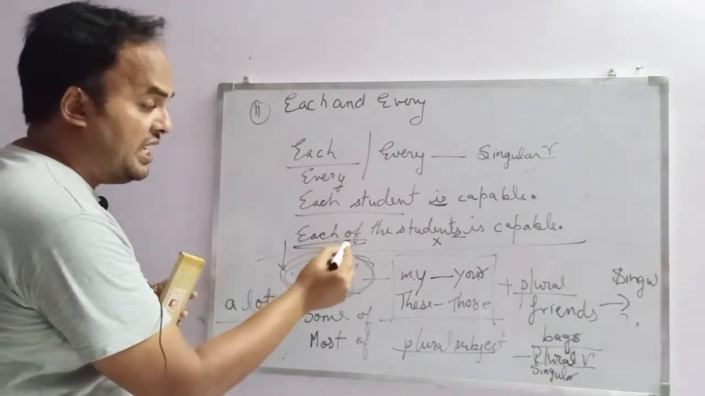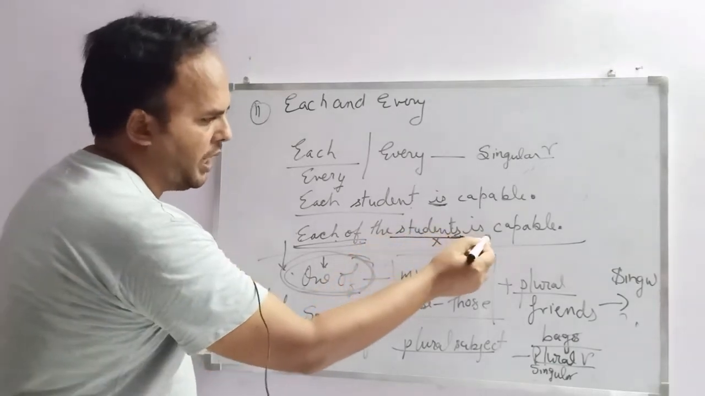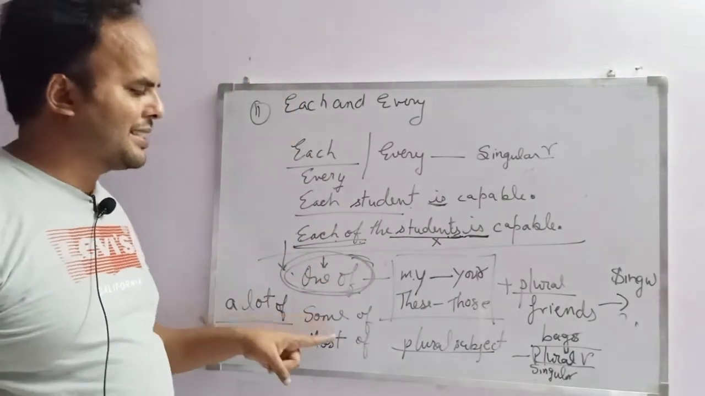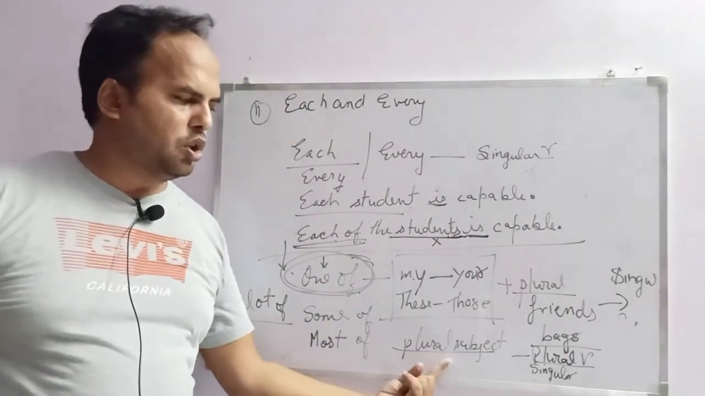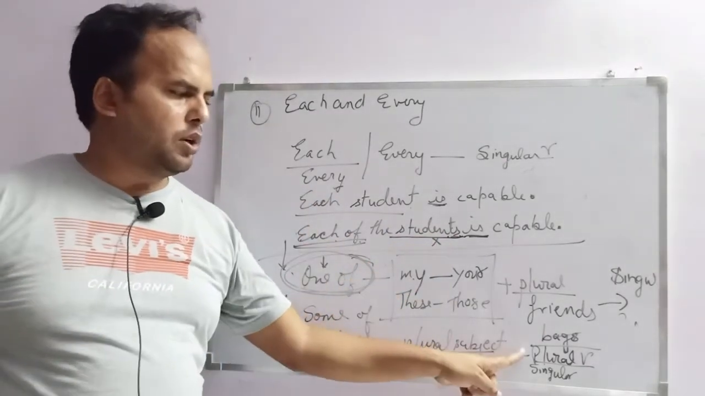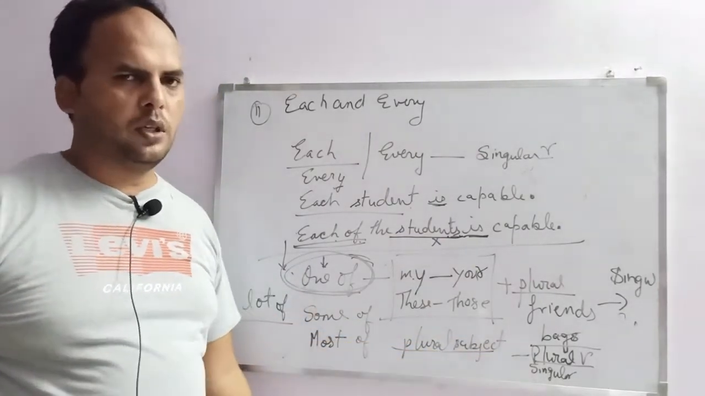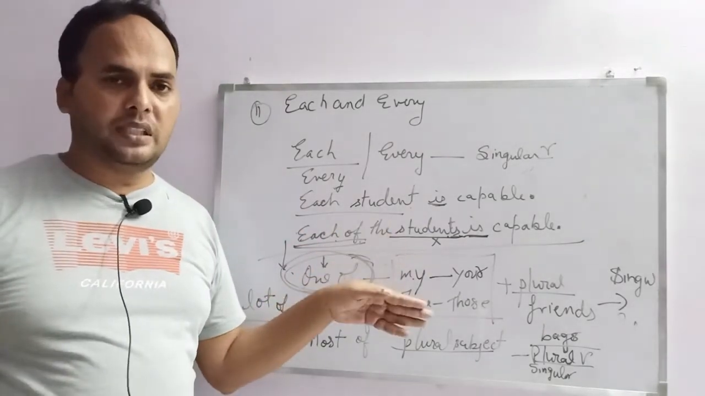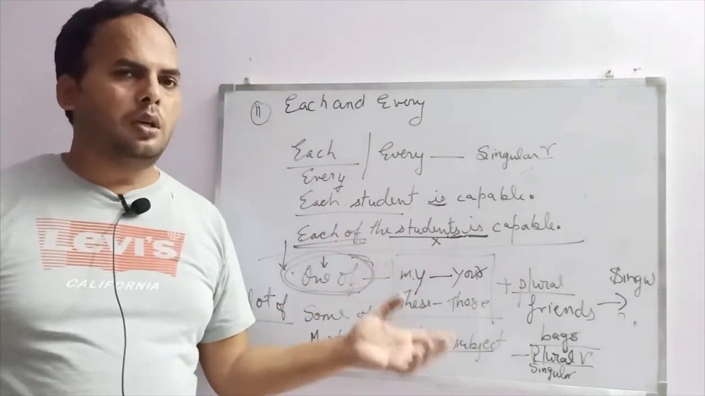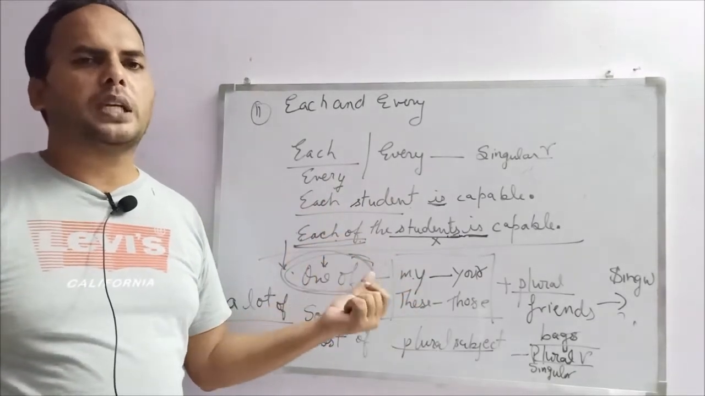If you are using each of, you cannot use a singular subject. You have to write a plural subject, and that also is going to use a singular verb. If you are using some of or most of, you are going to use a plural subject as here. Remember, if it is countable, you are going to use a plural verb. If it is uncountable, you are going to use a singular verb. Like some of the apples are rotten, or most of the apples are rotten. Some of the milk is spoiled, or most of the milk is spoiled.